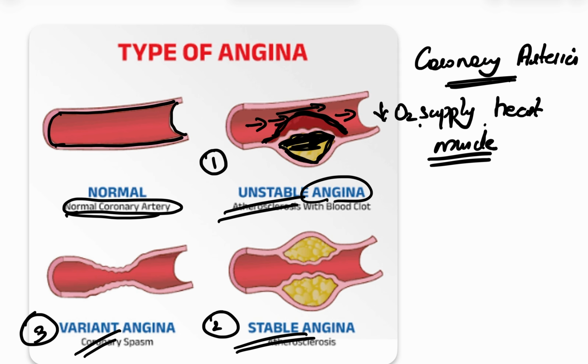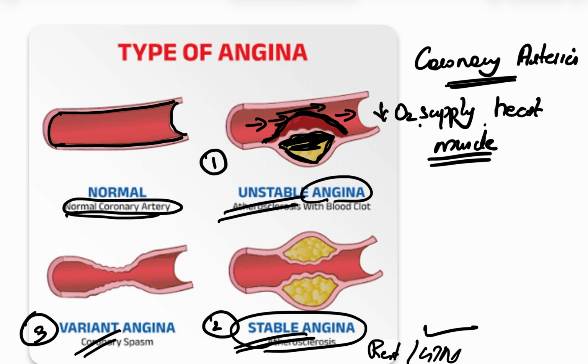Stable angina, also known as exertional angina, occurs for a patient who is having strenuous exercise or strenuous physical activity. Emotional stress can also result in stable angina, and this is relieved by rest and nitroglycerin.